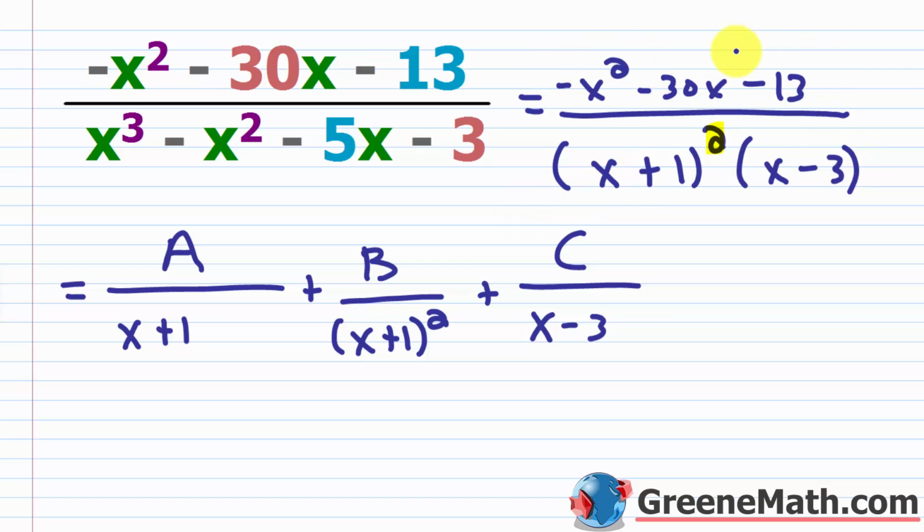So I'm just left with this numerator. So I'm going to squeeze this in and say we have -x squared minus 30x and then minus 13. Okay, so then equals.